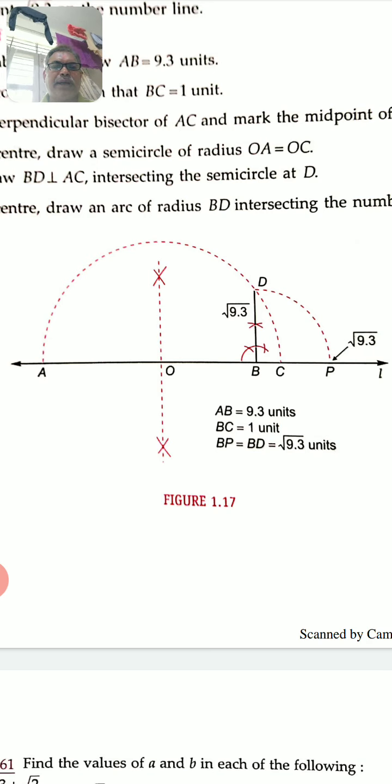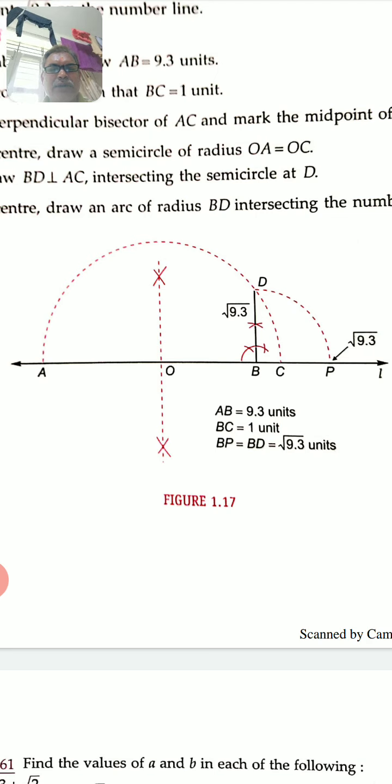This you have to keep in mind. And from B, again you go for drawing an arc. Taking center as B, draw arc BD to intersect line L at P. So this distance BP is equal to root 9.3. In this way we can locate the point root 9.3 on the number line. If point B is 0, then from 0 to root 9.3 we can get the point on the number line.